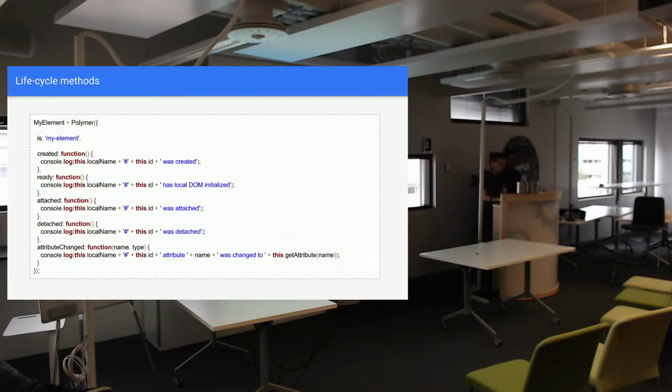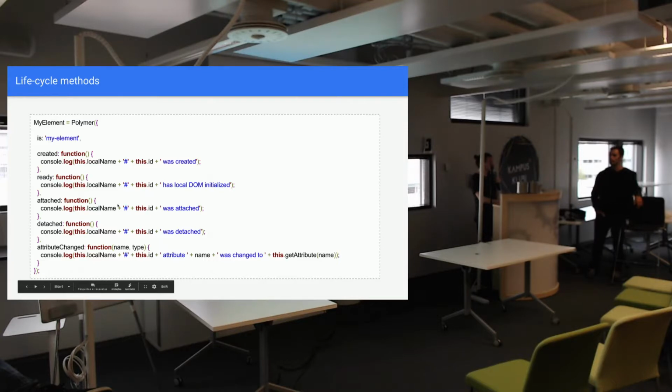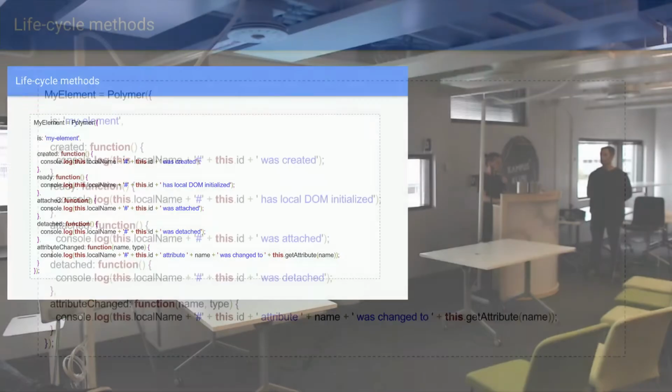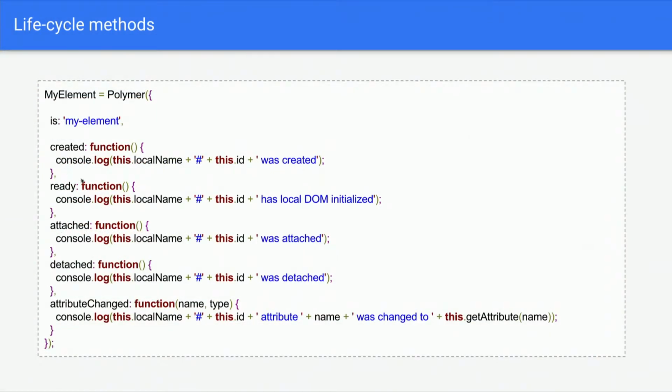Well, moving on from that, every component makes available a bunch of lifecycle methods like these. So for every component, you actually have some control over what's happening during its lifecycle. So first is the created function, which is called as soon as the component is created, basically when the script is instantiated. Then you have ready, when the local, and I emphasize here, local DOM is initialized.